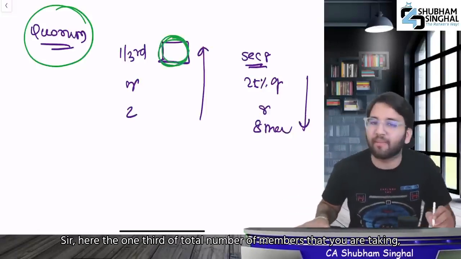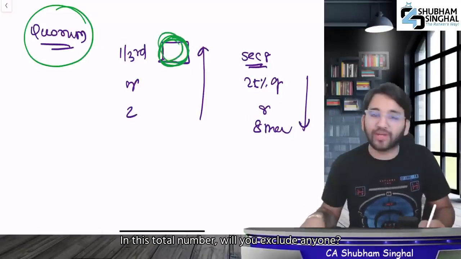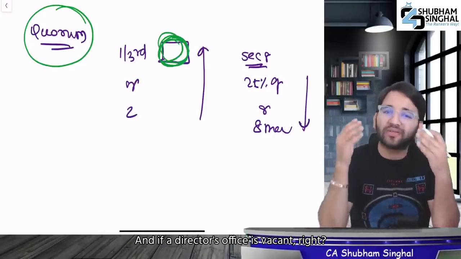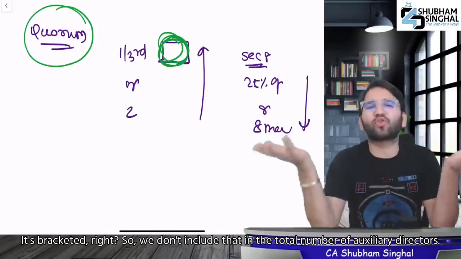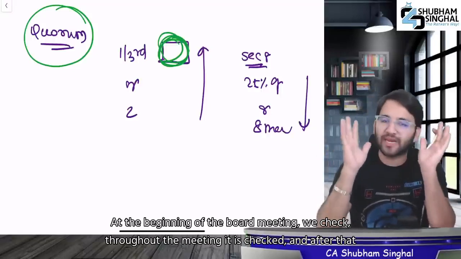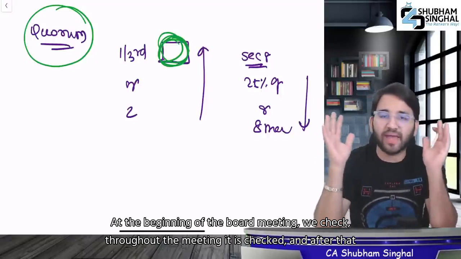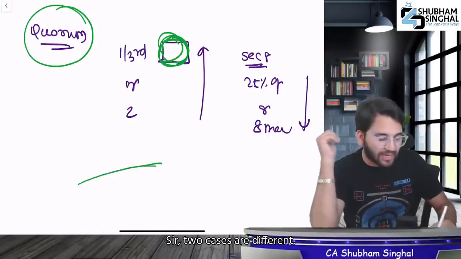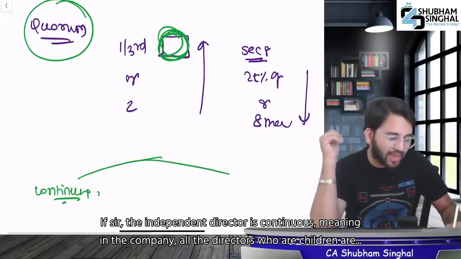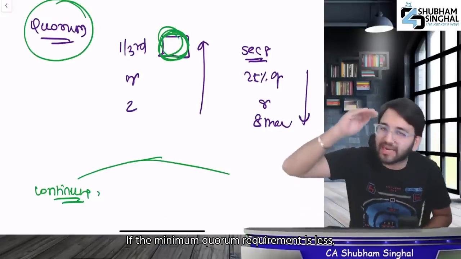The 1/3 of the total number of members here. In this total number, will you exclude anyone? No, don't exclude anyone. And if a director's office is vacant, if it's vacated, don't include it in the total number of directors. What did I say? At the beginning of the board meeting it's checked, and throughout the meeting as well. Two cases are different. If continuing directors, meaning directors left in the company, are fewer than the minimum quorum requirement.